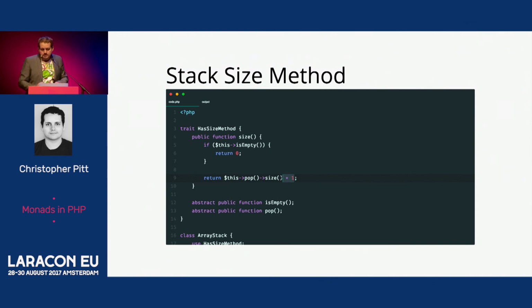But what it does is it gives us a way to define behavior that we can share across implementations without knowing how those implementations are made. We don't need to know if it's a linked list stack with a head and a tail. We don't need to know if it's an array stack with some kind of internal array. We just need to know that it implements isEmpty and pop. And we can make this shared behavior.